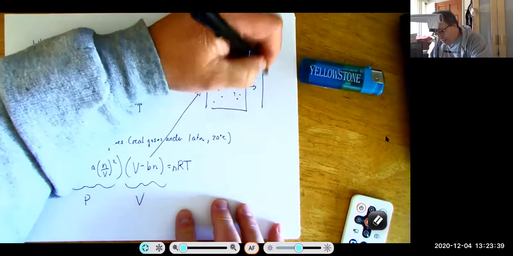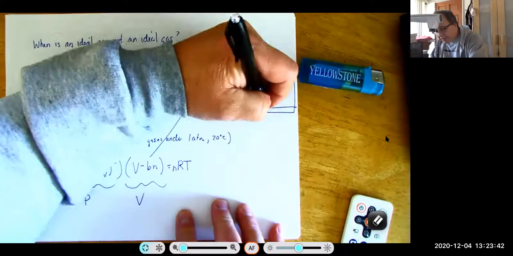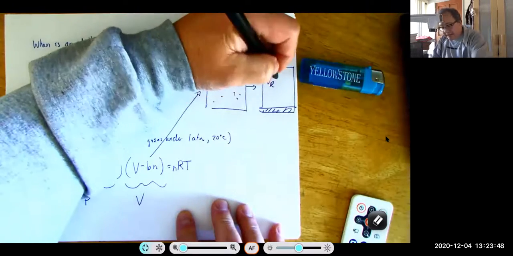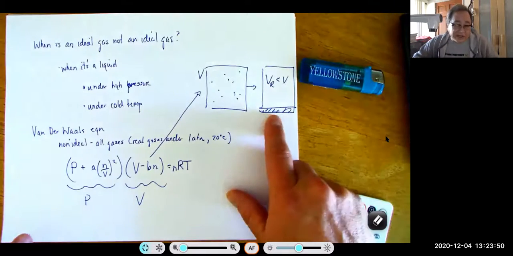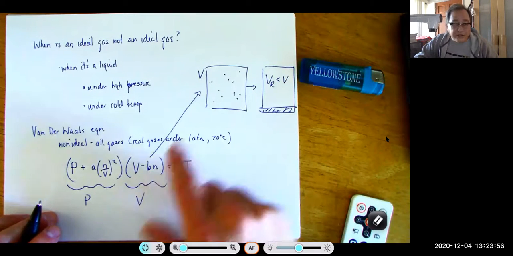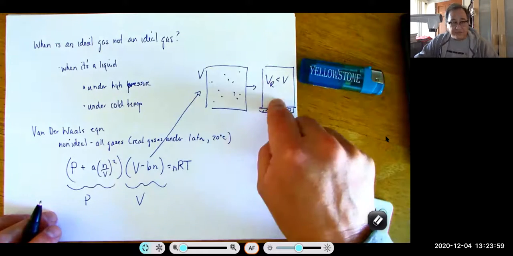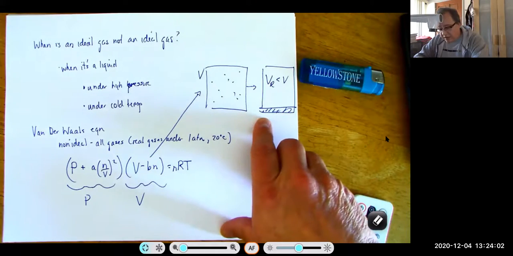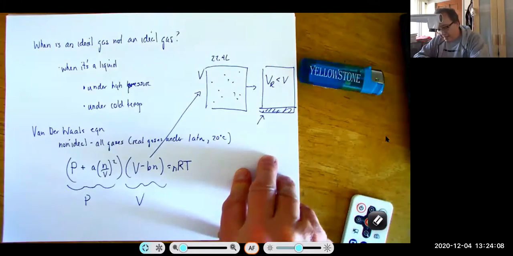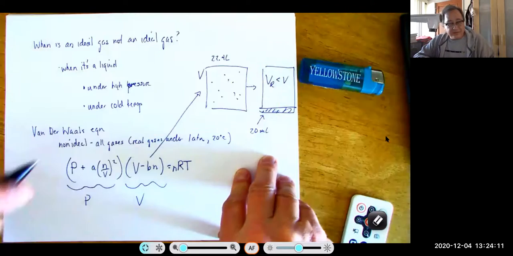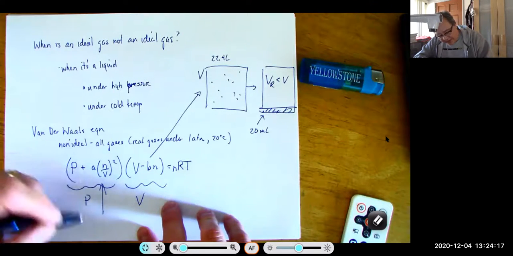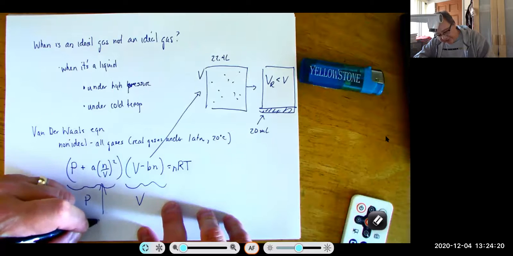But in fact, if you were to take these molecules and condense them into a liquid, the real volume is less than this volume because the gas particles take up volume. So this is a correction factor for the fact that the volume that we use is different than the real volume. Now, how different is this? Well, if you had 22.4 liters, this volume here would be along the lines of maybe 20 milliliters. So it's not significant. This is a correction for the inelastic collisions.